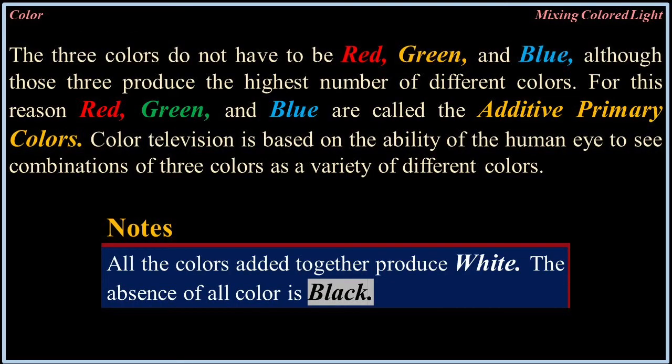The three colors do not have to be red, green, and blue, although those three produce the highest number of different colors. For this reason, red, green, and blue are called the additive primary colors. Color television is based on the ability of the human eye to see combinations of three colors as a variety of different colors. Notes: all the colors added together produce white. The absence of all color is black.